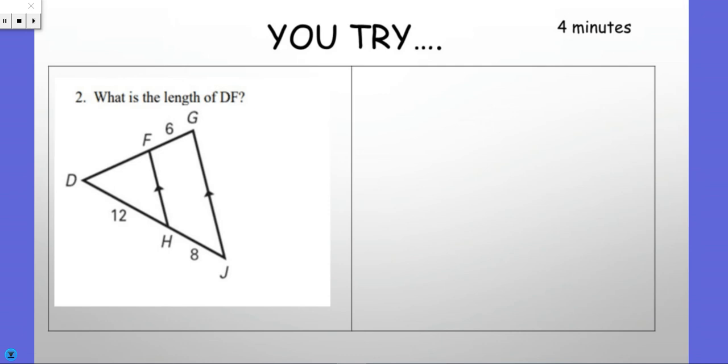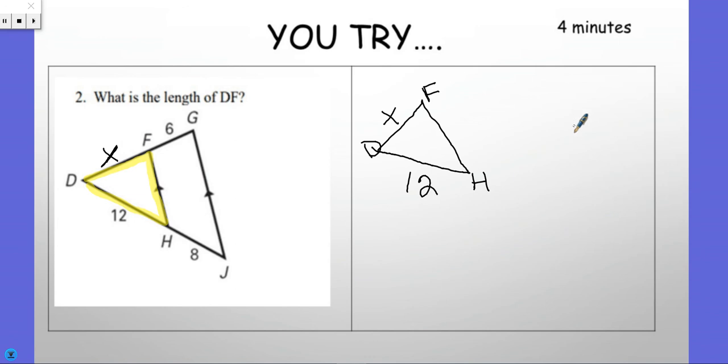Let's go to the next one. It says, what is the length of DF? So DF is right here, so I'm going to put x there, and I'm going to draw the two triangles. So I'm going to get my small one first. This is the small one right here. So I'm going to go ahead and draw it. D, F, H, X, and 12.